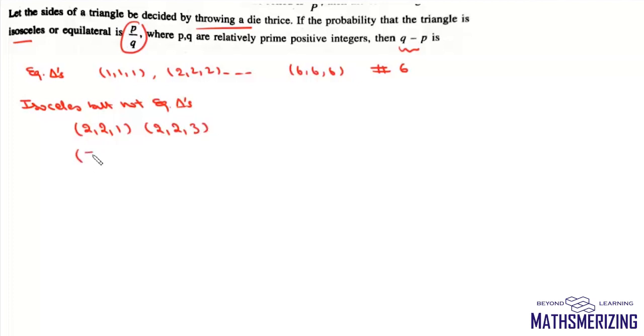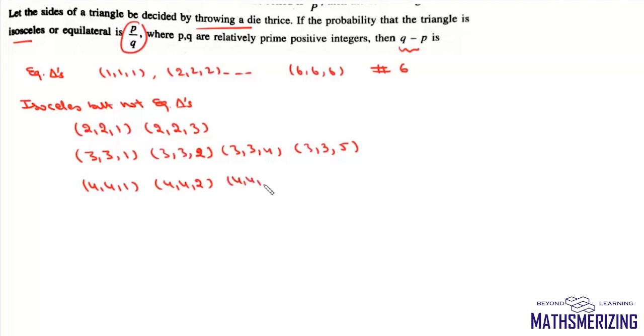And the same way we'll have 3, 3, 1, 3, 3, 2. Now 3, 3, 3 is equilateral. We'll have 3, 3, 4 and 3, 3, 5. 3, 3, 6 is again a straight line. Then we'll have 4, 4, 1, 4, 4, 2, 4, 4, 3.